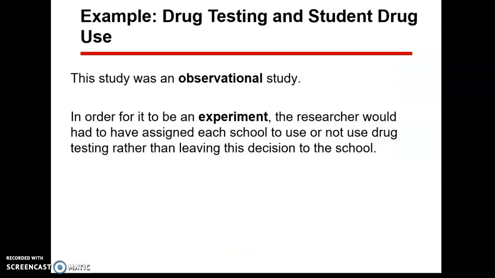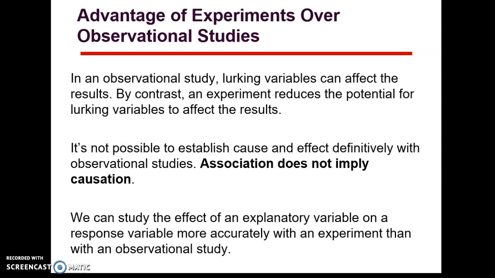It was observational. To make it an experiment, the researcher would have had to say something like, okay, I'm going to experiment on 10 schools. Randomly pick 5 of them to have drug testing, 5 of them not to. But that was not what was done. And you notice it also said you couldn't leave that to the school, because then it's not random.